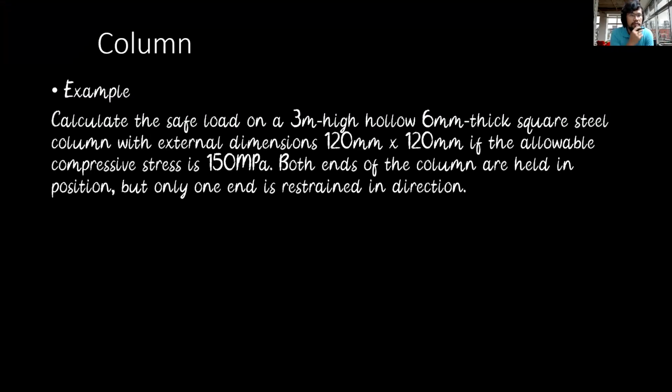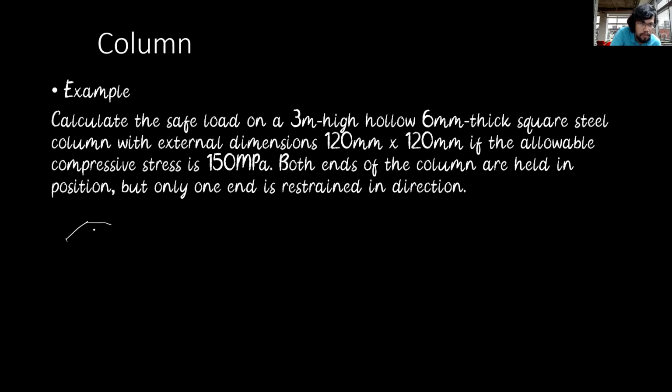Again, example. Calculate the safe load on a 3-meter high, hollow, 6mm thick square steel column with external dimensions 120 by 120 millimeters. If the allowable compressive stress was 150 MPa. Both ends of the column are held in position, but only one end is restrained in direction.